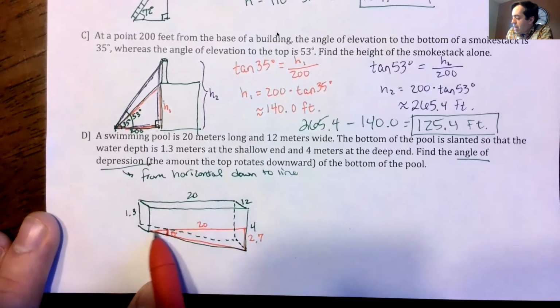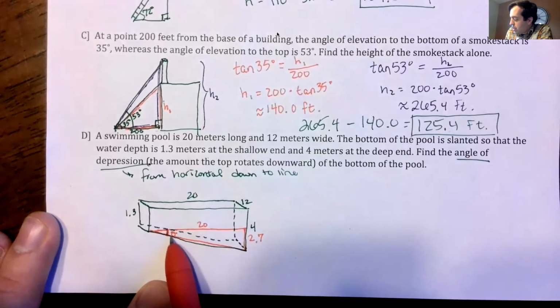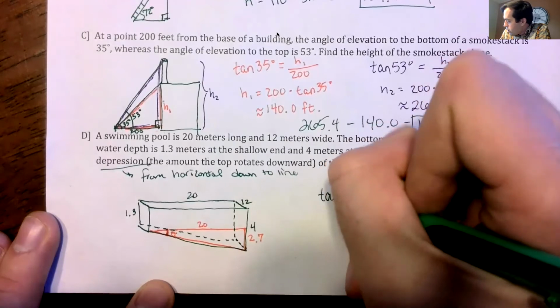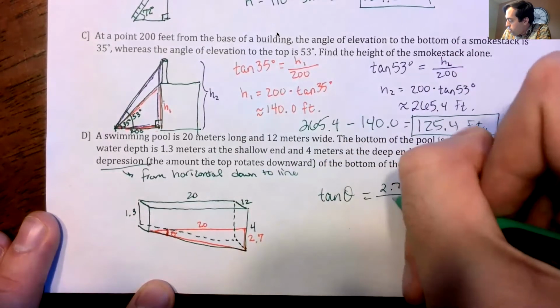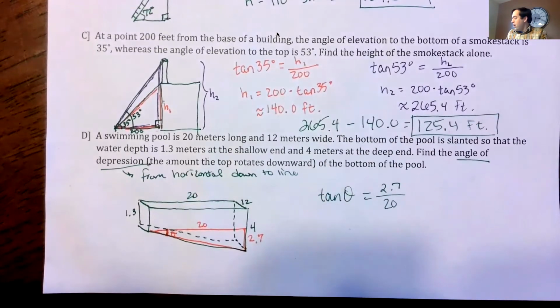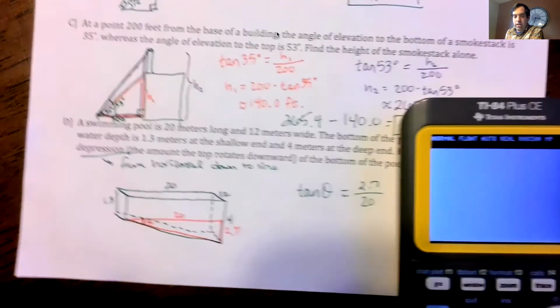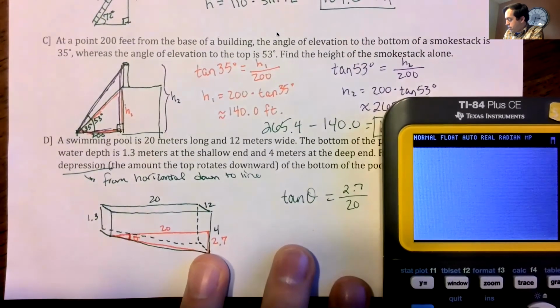And now I have the opposite and the adjacent, and I'm just looking for the angle. So we have the tangent of some theta is opposite over adjacent. And remember, on your calculator, you want to make sure that you are in degree mode. I've been saying that every single time.